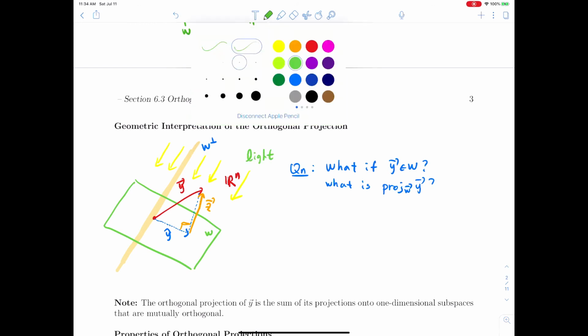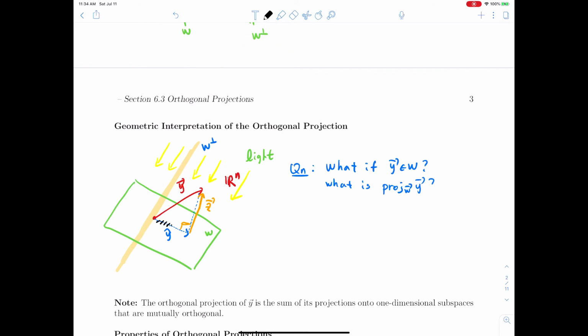Then we can tell that y hat corresponds to the shadow of the given vector y. So if your vector was in fact on the subspace W, then the projection of y onto W, or the shadow of y onto W, should be the same as itself, because the vector itself is kind of attached to the ground.